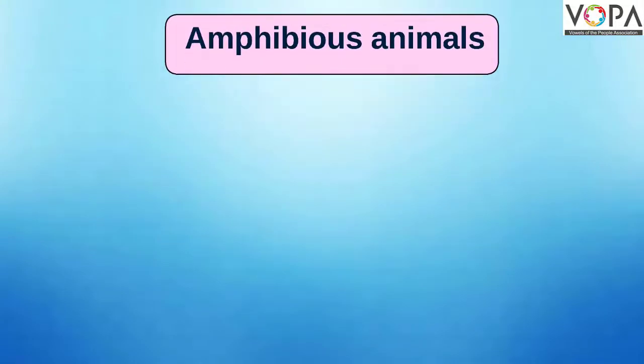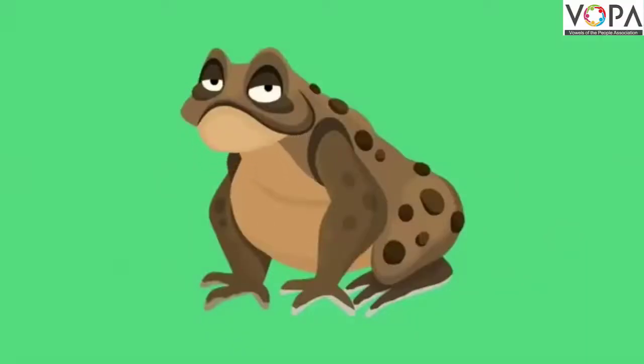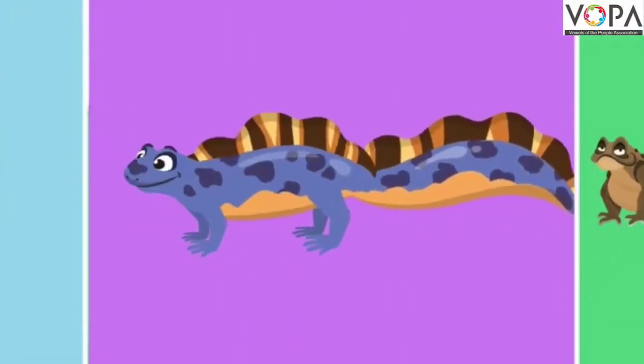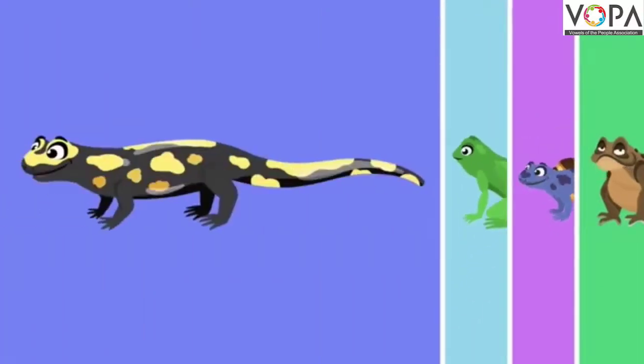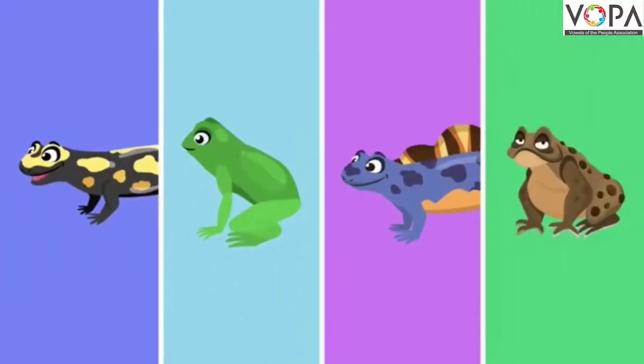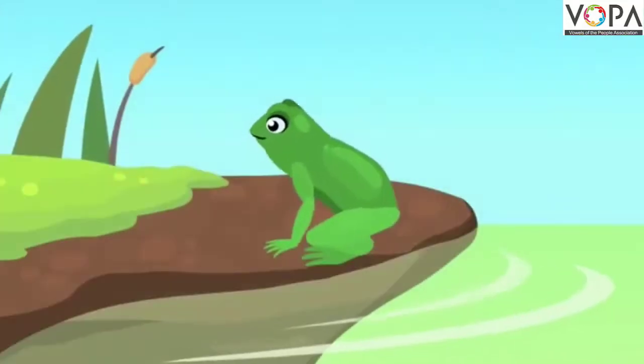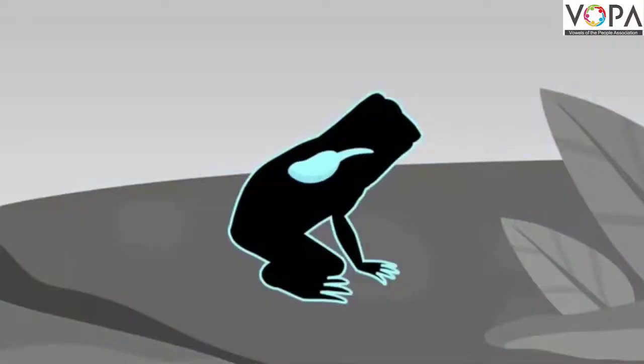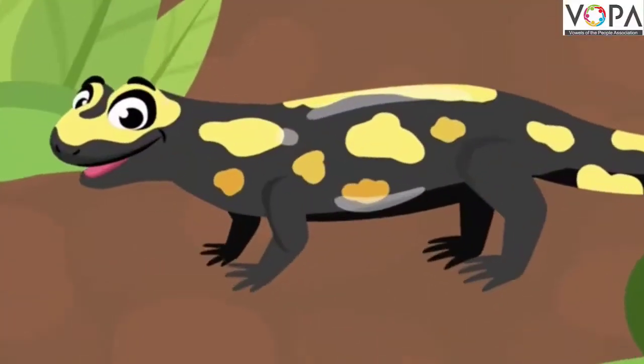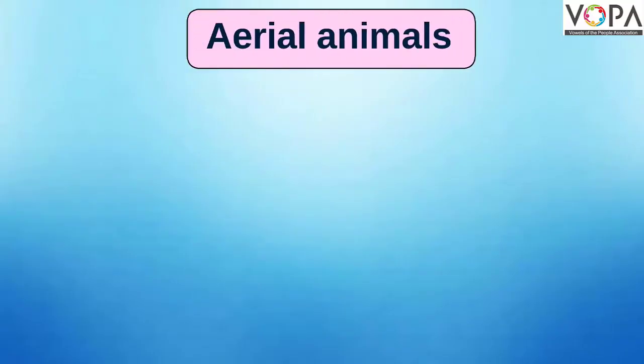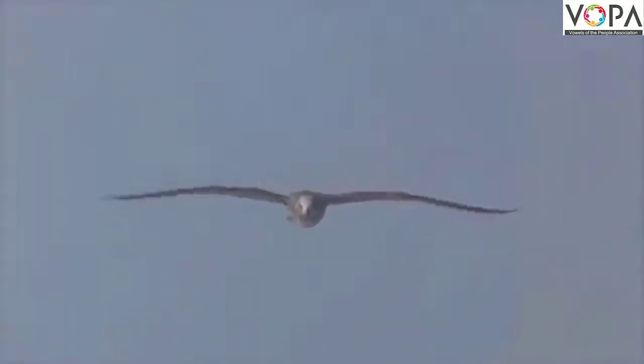Amphibious animals. Animals which live in both places, on land and also in water, are called amphibious animals. For example, salamander, tortoise, frogs, crocodile, etc. Aerial animals. The animals which can fly in the sky are called aerial animals. For example, all types of birds.